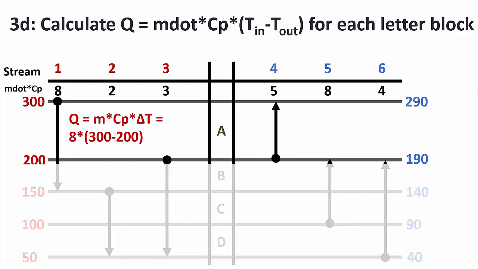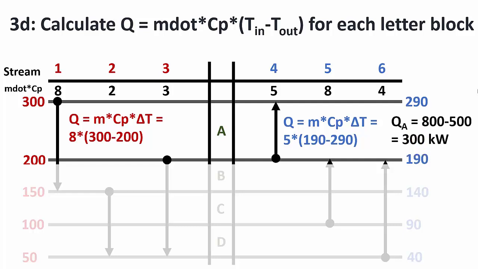So block A on the hot side has 1 stream. So its flow rate times heat capacity times T in minus T out is 8 times 300 minus 200. For the cold side, we also have 1 stream. Its Q is 5 times 190 minus 290. Notice that this is a negative number. So when we add both of these together, we have 800 minus 500. This is a resulting Q for block A of 300 kilowatts.